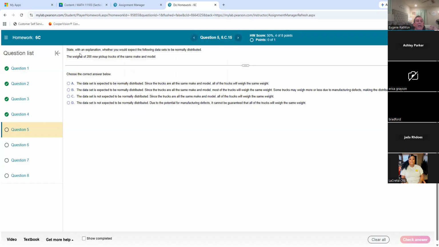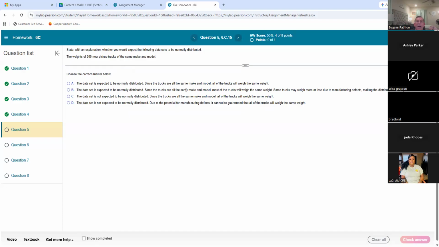All right, so this one, state with an explanation whether you would expect the following data sets to be normally distributed. The weights of 200 new pickup trucks of the same make and model. Well, I would expect that to be normally distributed. You're going to have your average, but a few of them might be less, and a few of them could be a little higher, and that could be from manufacturing or something like that. So we would expect it to be normally distributed.